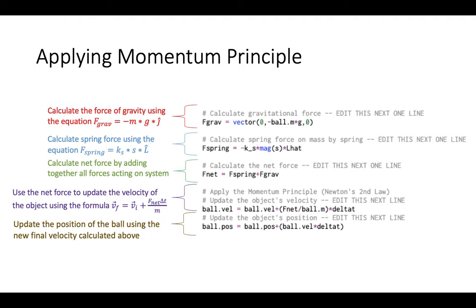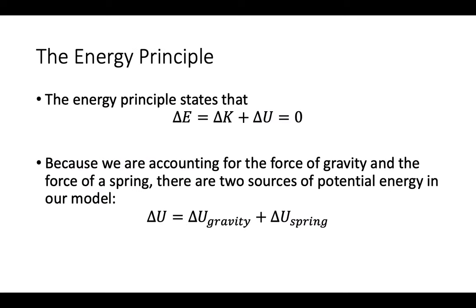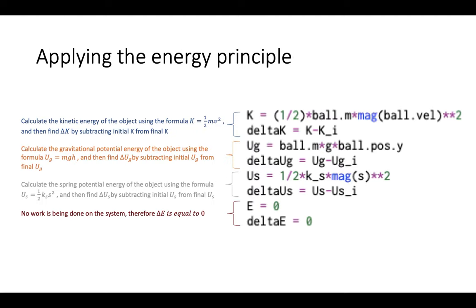The second principle that is explored in this lab is the energy principle. The energy principle states that if no work is being done on a system, the change in energy is equal to zero. There are two types of energy which combine to equal the total energy of the system, and these are kinetic energy and potential energy. There are two sources of potential energy in the system, gravitational potential energy and spring potential energy. We can now see how the energy principle was applied to our code in our while loop.